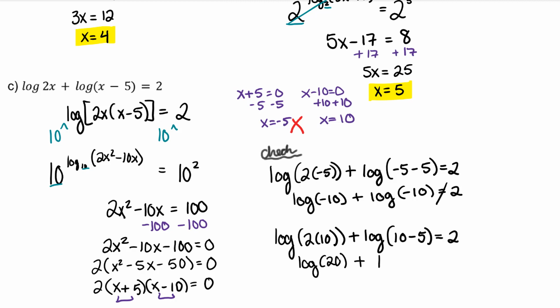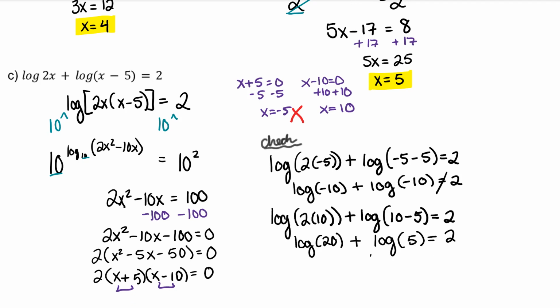Now, I don't know log base 10 of 20 or log base 10 of 5, but I can condense these logs using the properties of logarithms. This is saying log of 100 is 2, and that's true because the base 10 to the power of 2 is 100. So x equals 10 is our only solution.